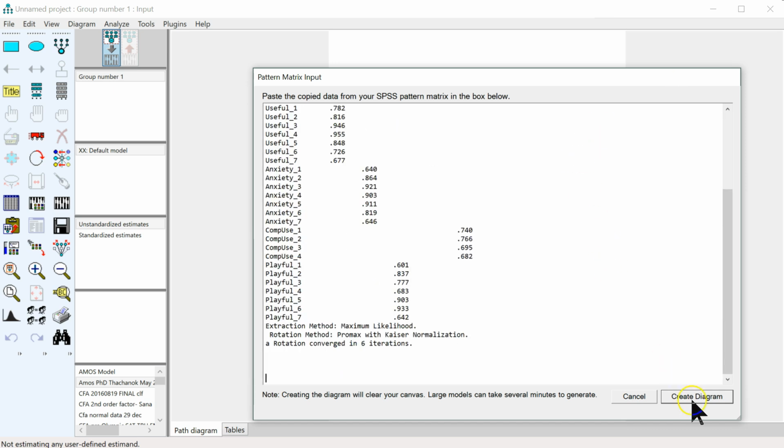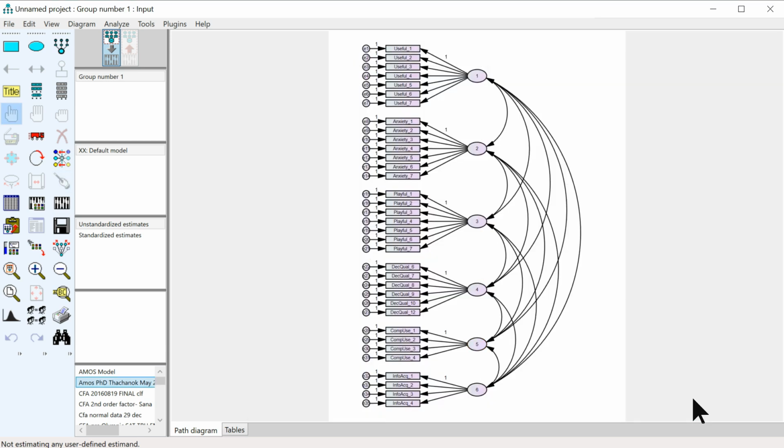Paste that in there, and create. Please work. It's thinking about it. Oh, it worked. Phew. All right, if it didn't work, you just have to build yours manually. I have a video for that as well.